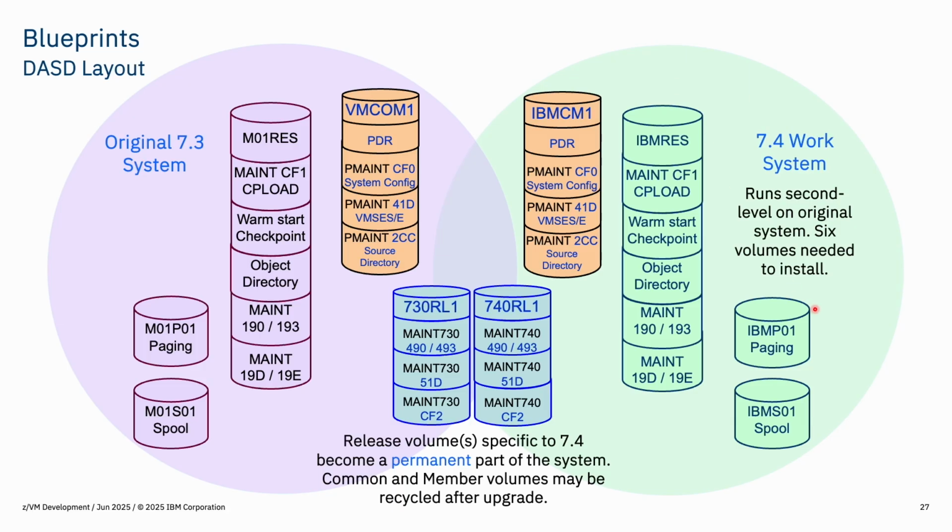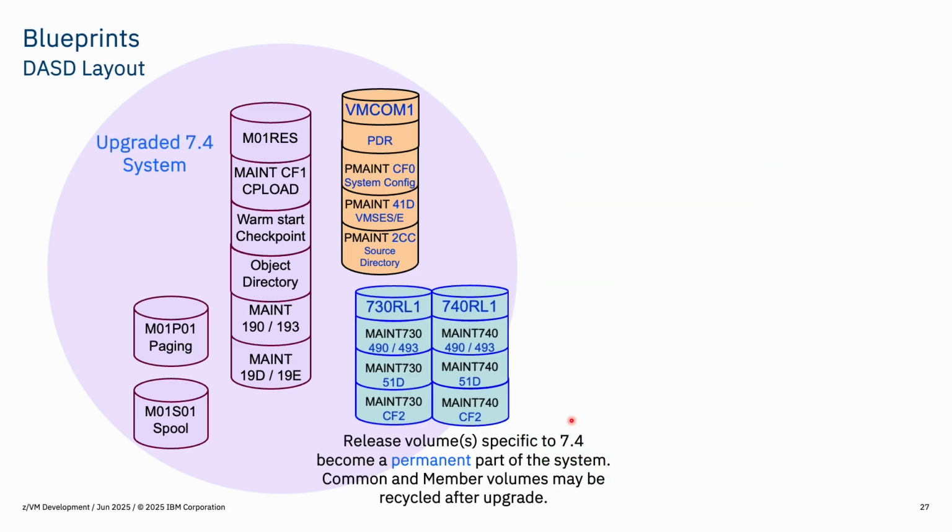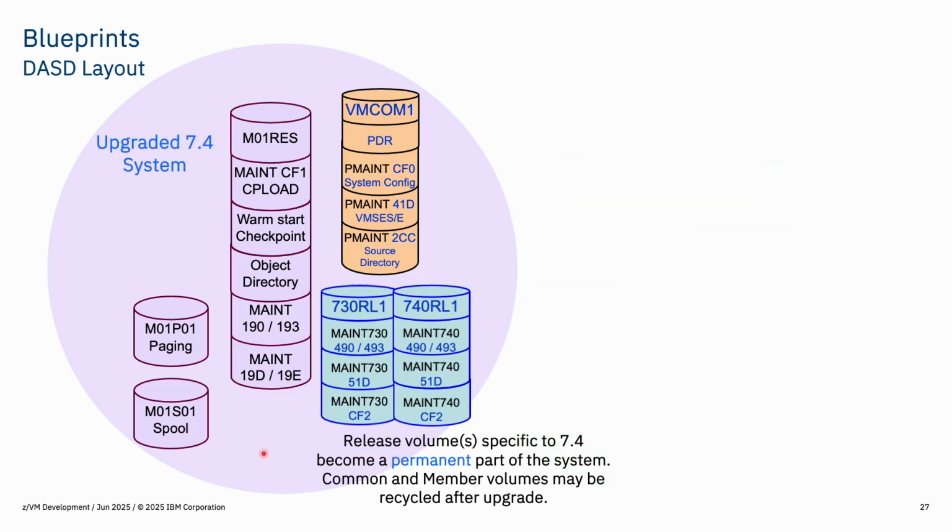Again, just like that example, 6 volumes will be needed for this install: 1 common, 1 system residence, 1 paging, 1 spool, and 2 release volumes at the 7.4 level. What happens during the upgrade installation is that these 7.4 release volumes become a permanent part of the original system. So they were first installed as part of the work system, and they become permanently attached to this new 7.4 system. That original system can now access the 7.4 release volumes and run at the 7.4 release level.